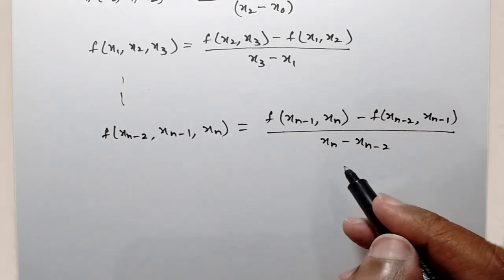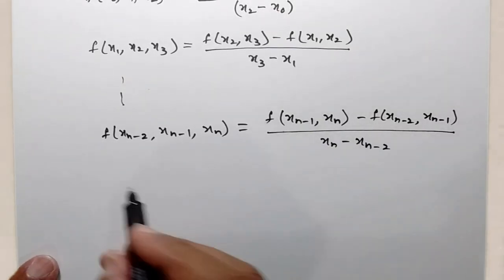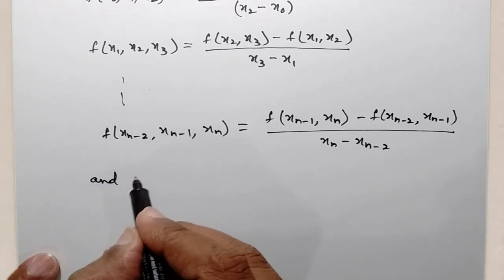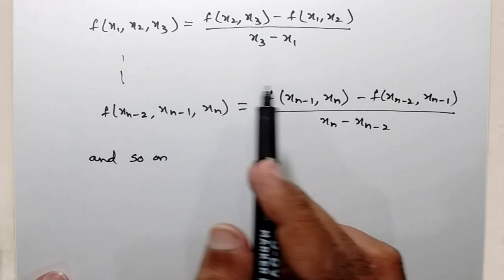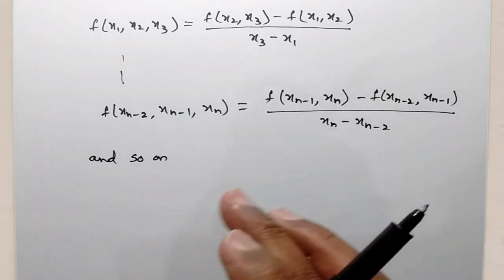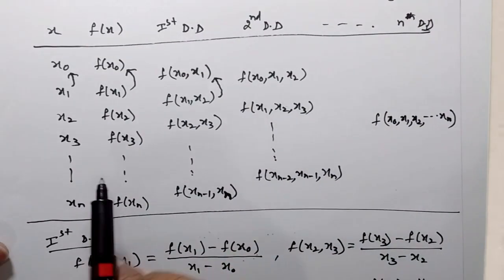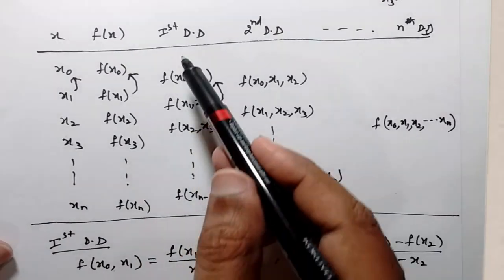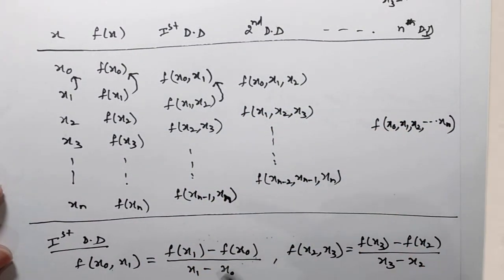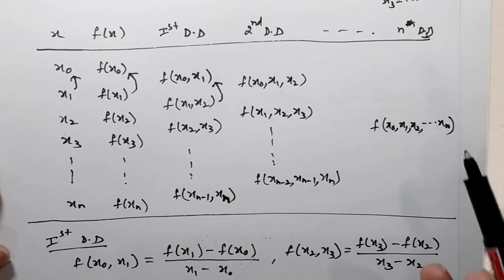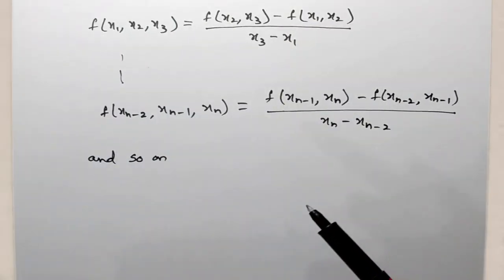In the same way you can write down the third divided difference, fourth divided difference and so on. As we start problems we'll try to see different divided differences. So this is how I just explained to you about this table: how to write down the first divided difference, how to write down the second divided difference. In the same way you can continue for the third, fourth, fifth divided difference.